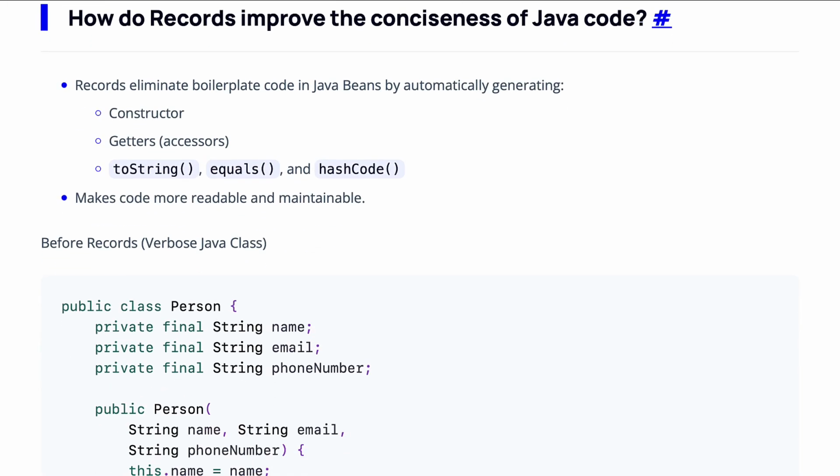So the goal of records is to eliminate boilerplate code in Java beans by automatically creating a constructor, getters, and also you would get toString implementation, equals, and hashCode implementations for free. This makes the code more readable and maintainable.